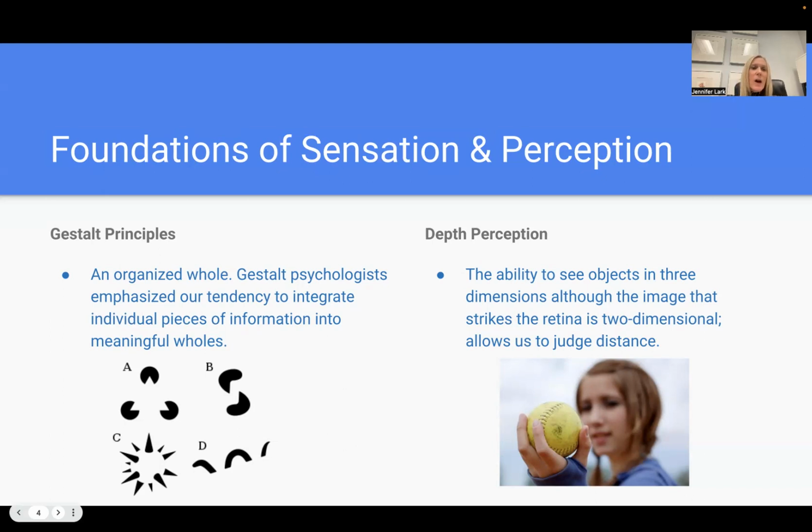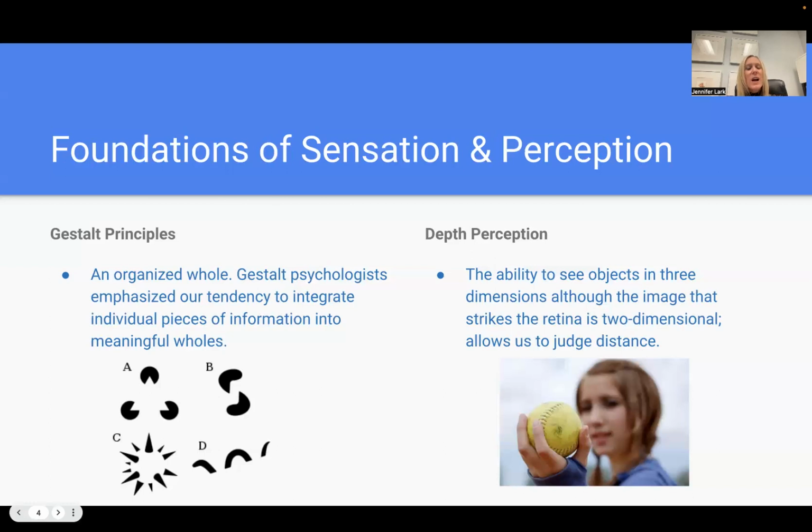Okay. One way that we think about how people perceive sensory information that's coming at the brain is via a set of Gestalt principles. Gestalt psychologists emphasized our tendency as people to try to integrate individual pieces of information into meaningful wholes.